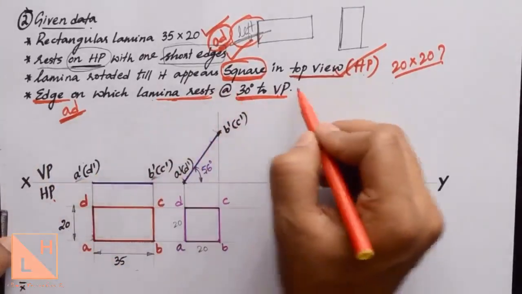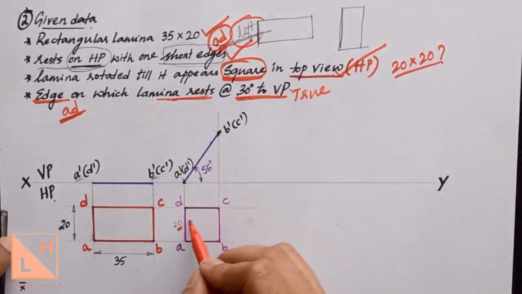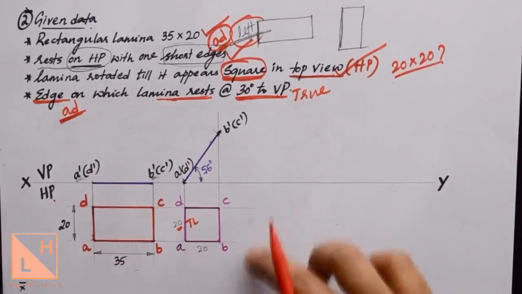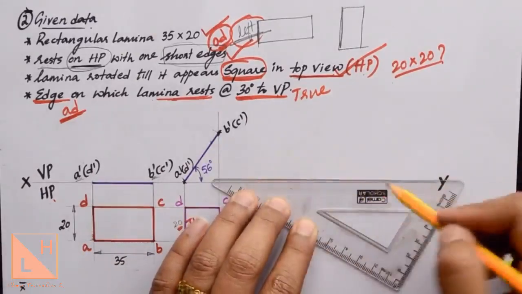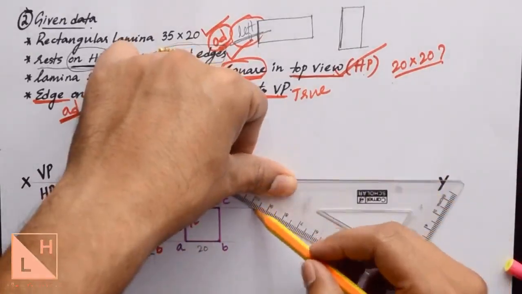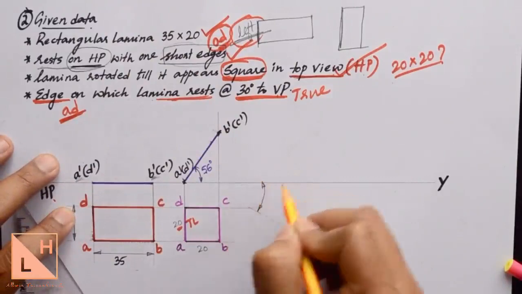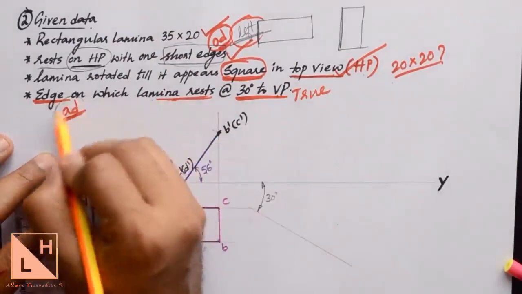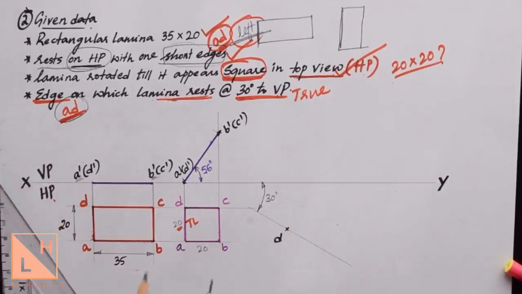So this angle is the true angle and the length we have here is also the true length because the length has not changed. So directly you take a 30 degree line here using a set square or a protractor. Hold one of the edges parallel to the XY line and draw a 30 degree line. What should be placed on this 30 degree line? The edge on which the lamina rests, that is AD. You can simply mark a point here, name it as D. Measure the length from D to A.